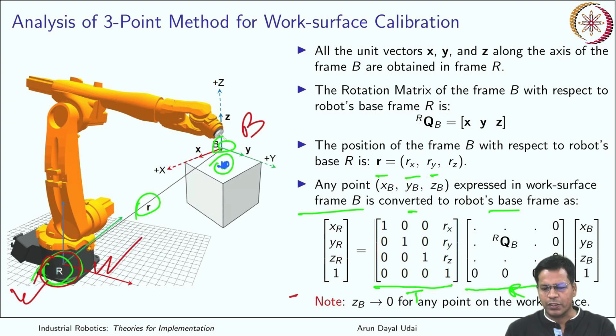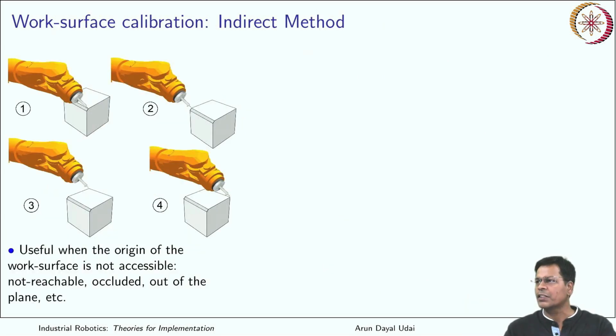So that is how it works. Okay. So this is the first way of calibrating your work surface. Okay. So now we'll look at another method, which is an indirect method.